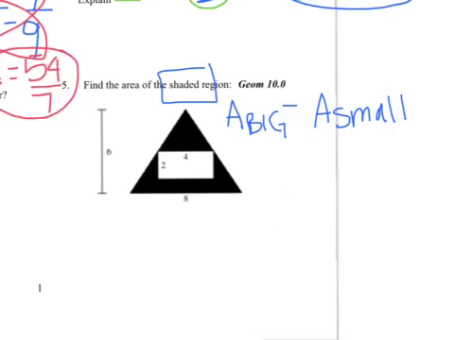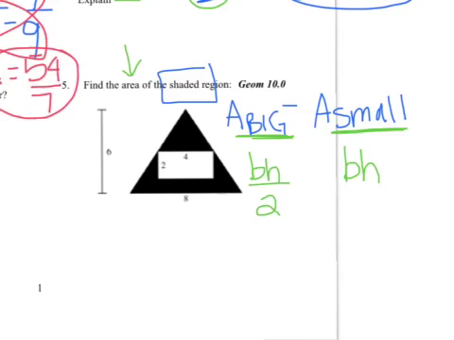This question asks us to find the area of the shaded region. So the first thing we need to do is find the area of the big shape and then subtract the area of the small. In this case, the big shape is a triangle. So remember, that's base times height divided by 2. And the area of the small shape, which is the inside, is just a rectangle, and that's base times height. So I'm going to find the area of each one.